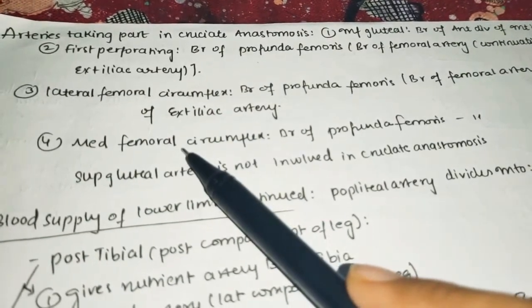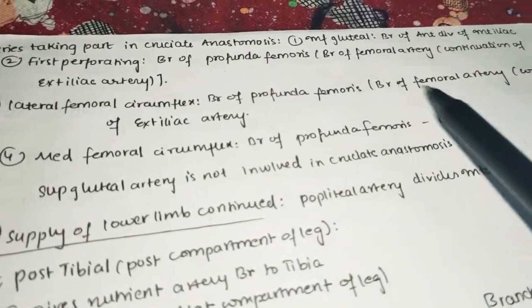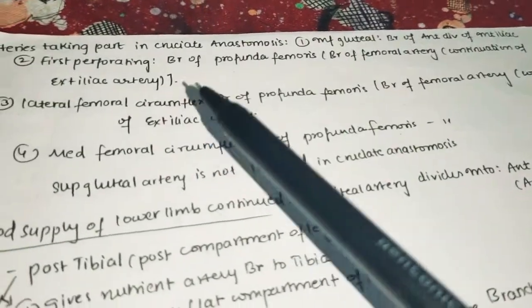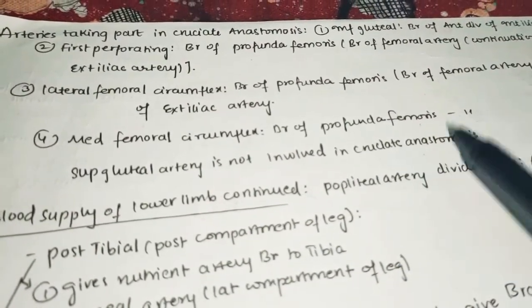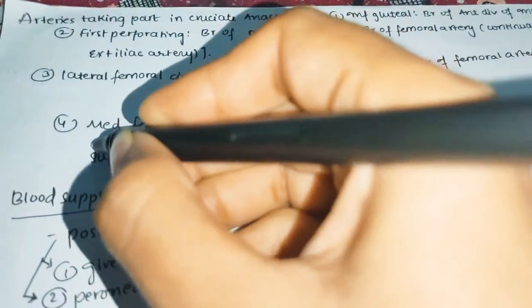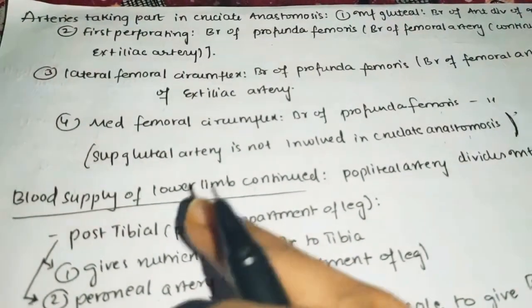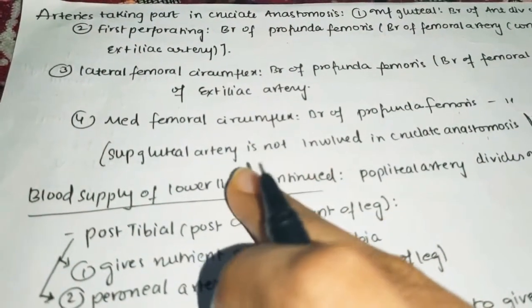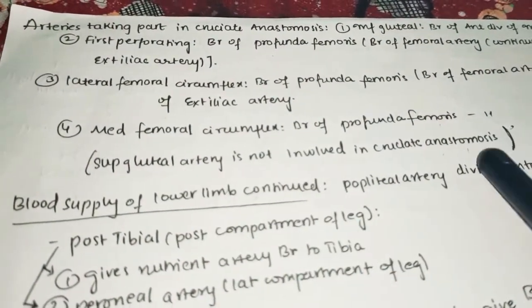Next we also have the medial femoral circumflex, which is a branch of profunda femoris, and the same, it's a branch of femoral artery, branch of external iliac. So superior gluteal artery is not involved in cruciate anastomosis. So this thing we need to remember for cruciate anastomosis. Superior gluteal is only involved in trochanteric anastomosis, but superior gluteal is not involved in cruciate anastomosis.